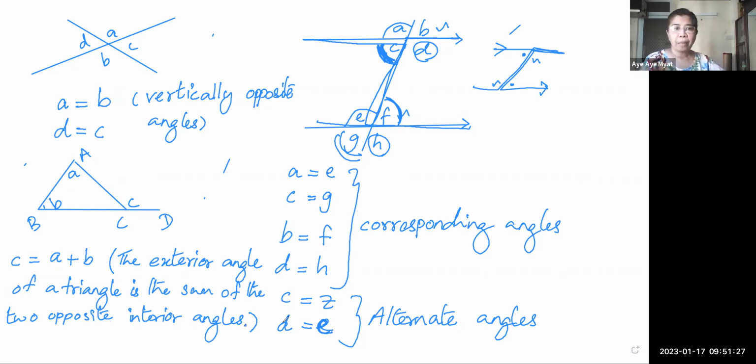Now, let's look at the angle C value, the reason and solution. In a triangle, the exterior angle, the opposite angles. C is equal to A plus B. The exterior angle of a triangle is the sum of the two opposite interior angles.